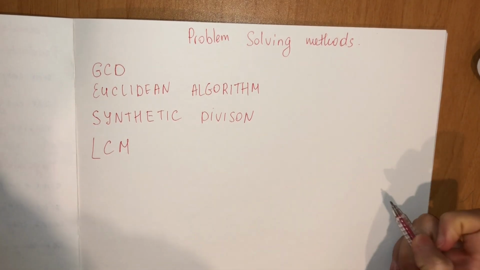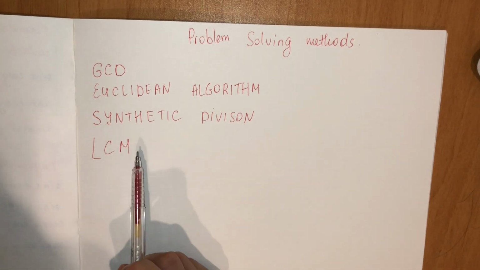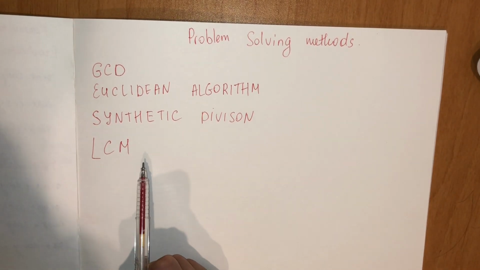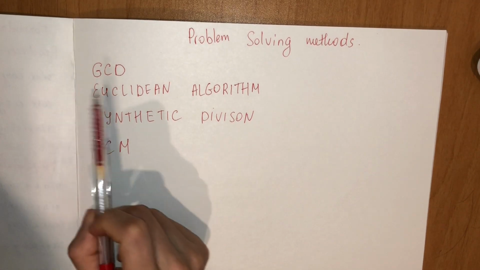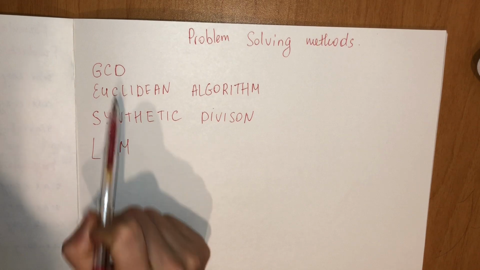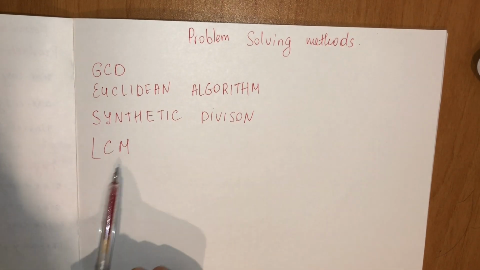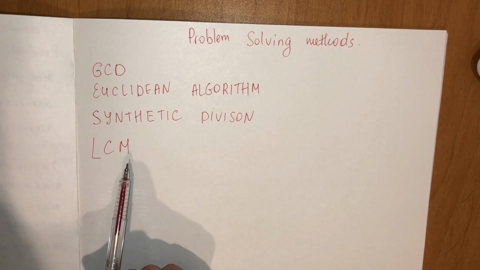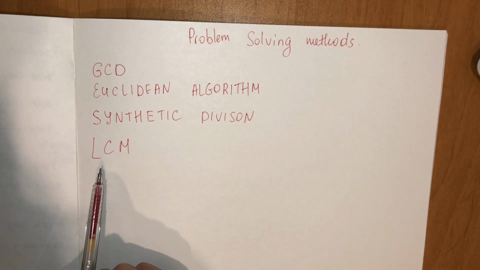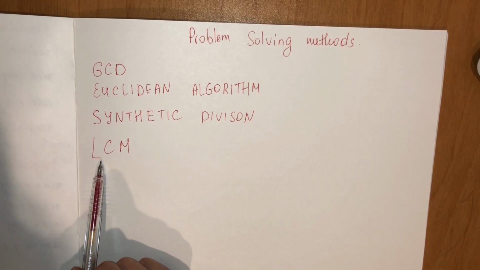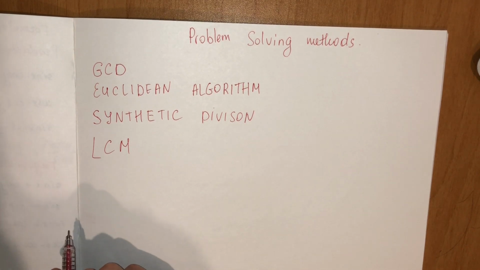We will study some solving methods of problems in college algebra. We will study the greatest common divisor and find it using the Euclidean algorithm. Then we will divide polynomials using synthetic division, and we will also study the least common multiple. So let's start.